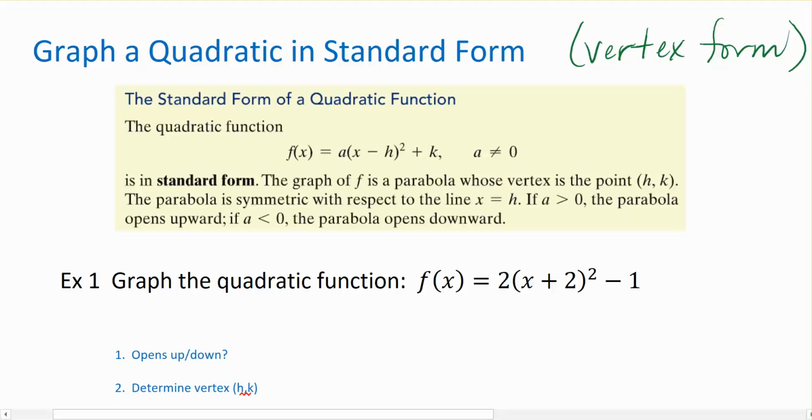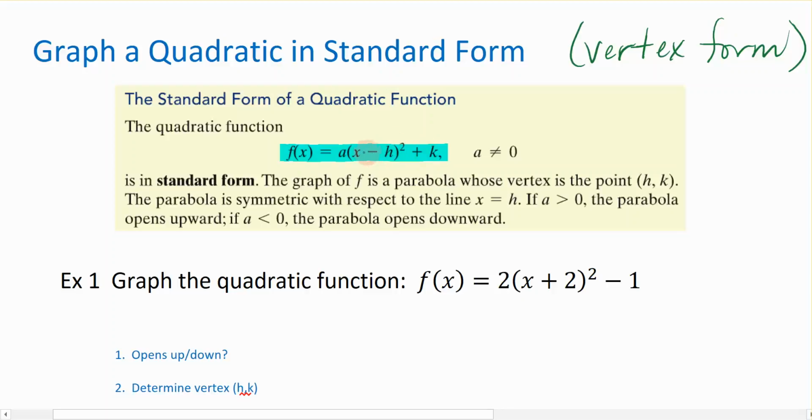So the first way we're going to graph our quadratic function is what's called in this book the standard form. I've also seen it called the vertex form. And the equation that you're interested in is this equation right here. If it is in this form, that's what the book calls the standard form, or like I said, the vertex form.